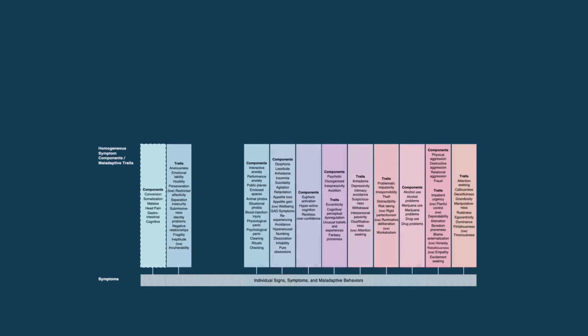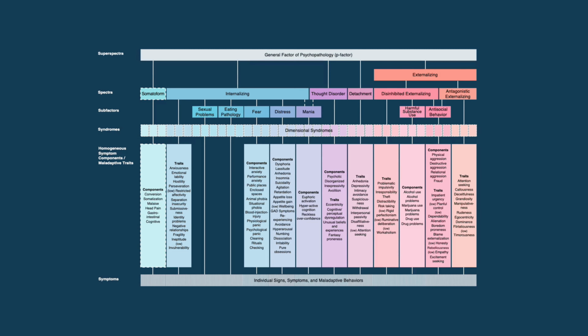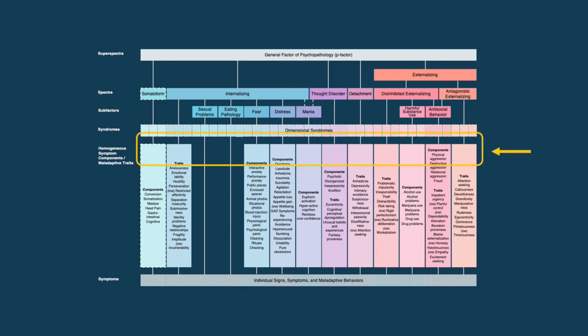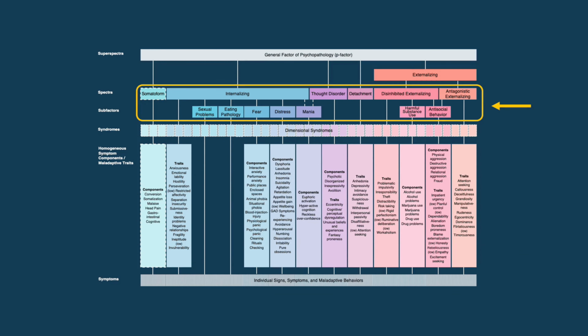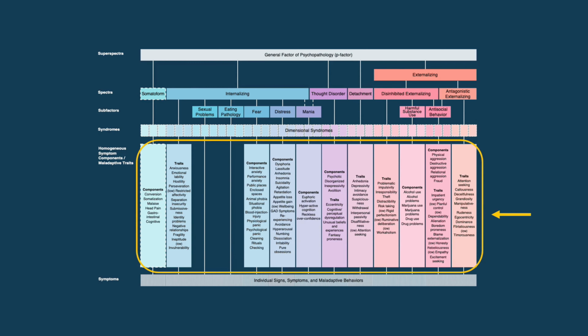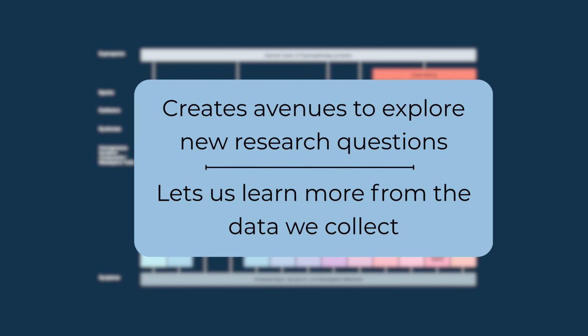The breadth of HiTOP, together with the hierarchical structure, ranging from very narrow to very broad domains of psychopathology, means researchers can zoom in, or out, to select the variables of interest and pinpoint which ones have the most predictive power for their outcomes of interest. This creates avenues to explore entirely new research questions and means that we can learn more from the data we collect.